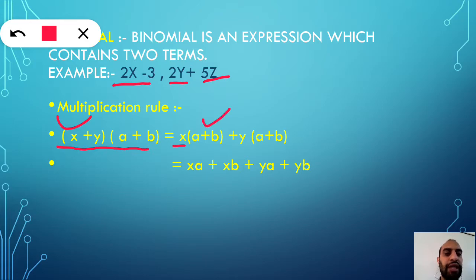You can see here the second bracket as such I have written, no changes there. Then take the second term with sign. If it is plus, take plus. If it is minus, then you can take minus. So in this example I have taken plus y, so you need to write the same.